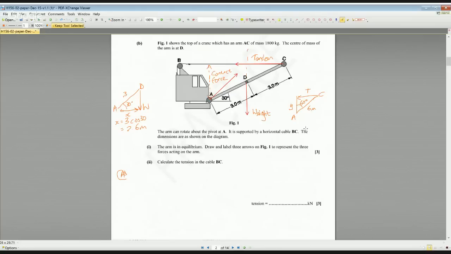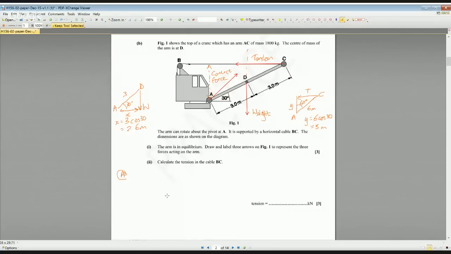So we can use the cosine again. We know the adjacent and the hypotenuse, and that will give us that Y equals 6 cos 30, which is actually 3 meters. So we now know that the perpendicular distance to the weight is 2.6 meters, and the perpendicular distance to the tension is 3 meters. There are alternative ways of approaching this.